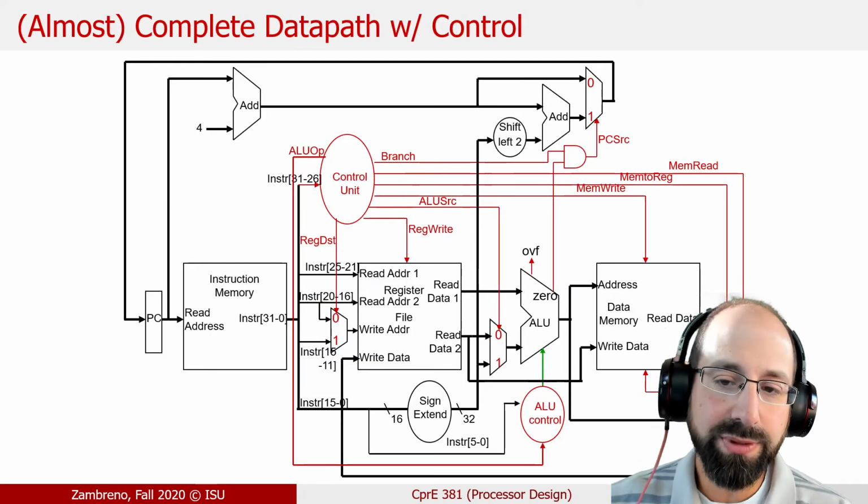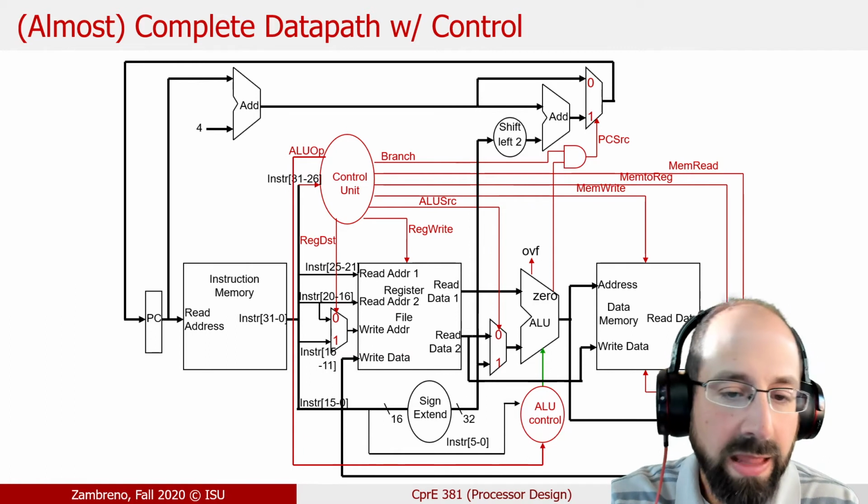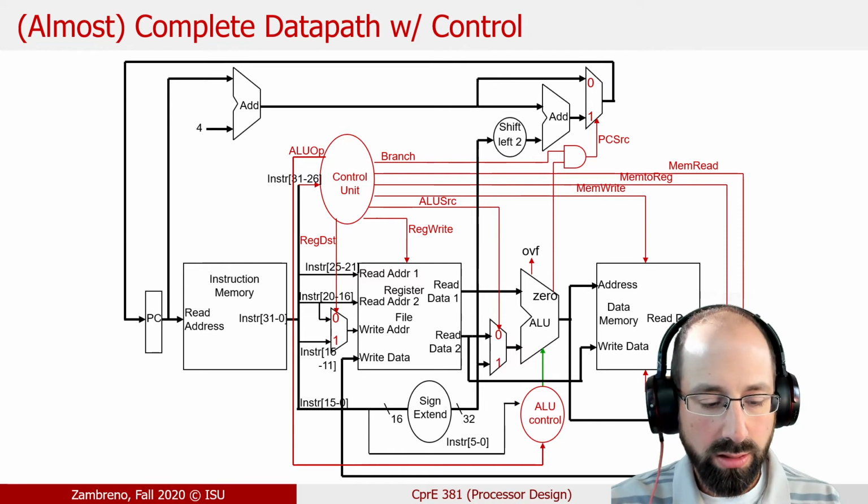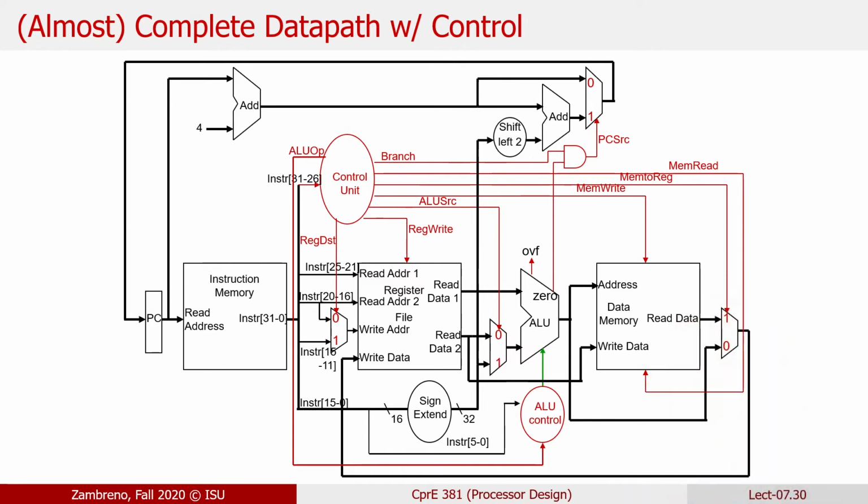So there's our almost complete data path with control, and the goal would be for at this point of the semester you should be able to look at this version of the chapter 4 data path for the single cycle processor. And you may not have any of it memorized. I completely understand that. You should be able to work your way through this diagram bit by bit and understand what it's attempting to do and why those control signals are there and what their purpose is and what their value should be for various instructions.